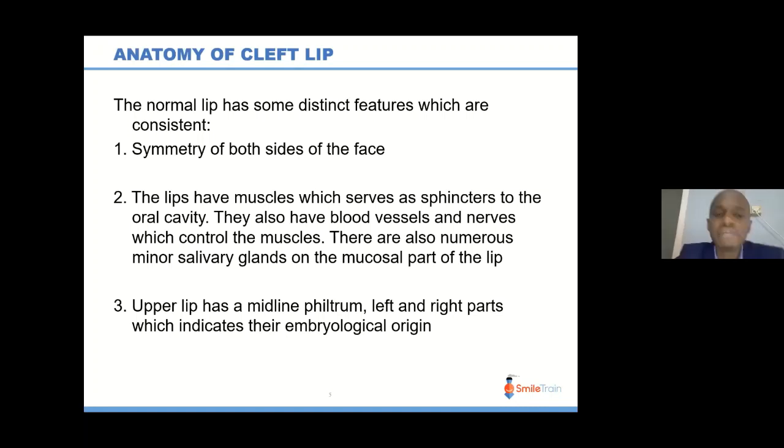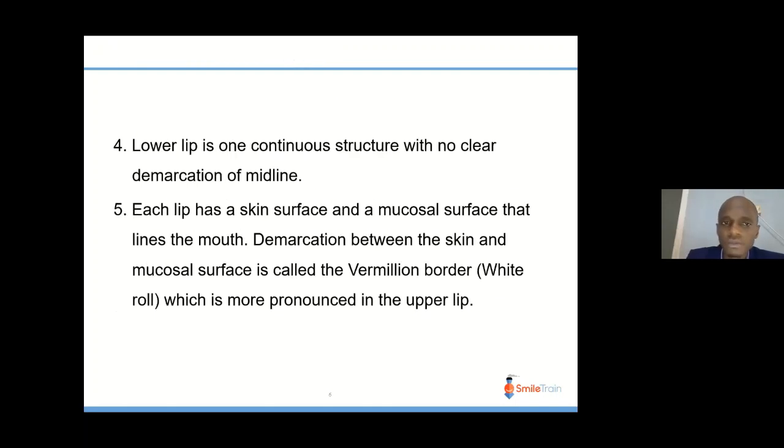Also, the upper lip has a midline feature. If you see the upper lip, I'll still show you a picture of it. There's a midline feature, and it also has left and right maxillary parts, which indicate the embryological origin. But the lower lip is one continuous structure, and there's no clear demarcation of the midline for the lower lip. It's difficult to tell where the midline starts from for the lower lip.